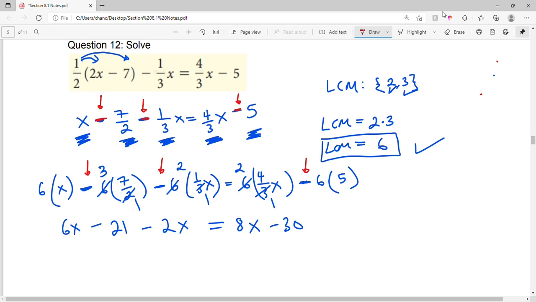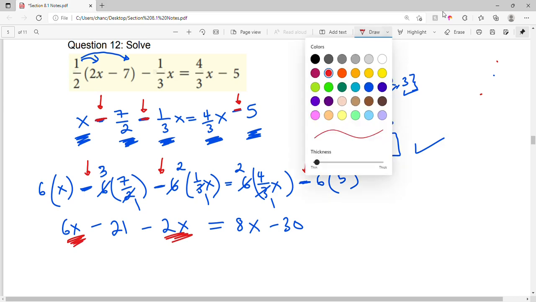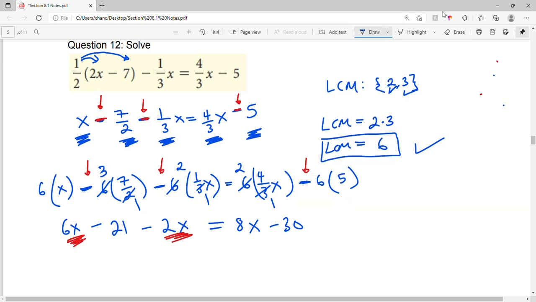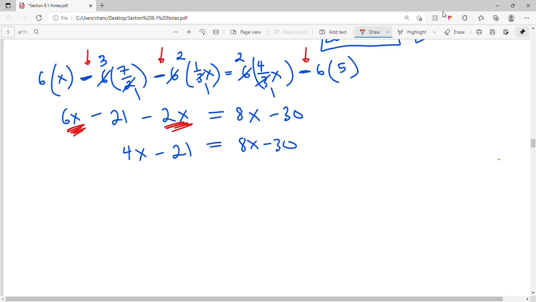Now let's concentrate on collecting like terms. We have the 6x and the negative 2x. This adds to become 4x. Bring down the negative 21. And then we have equals 8x minus 30. After we simplify both sides, we can now subtract 4x from both sides, and I'm going to also add 30 to both sides just to save myself a little time.